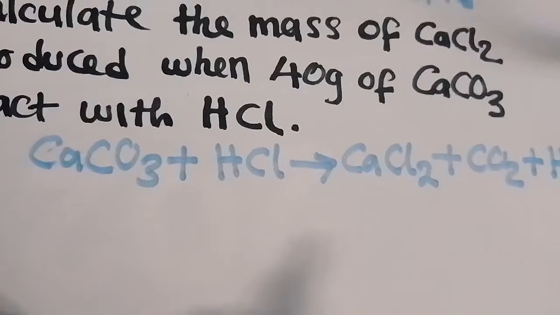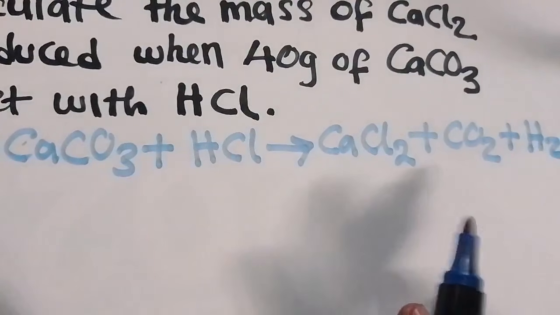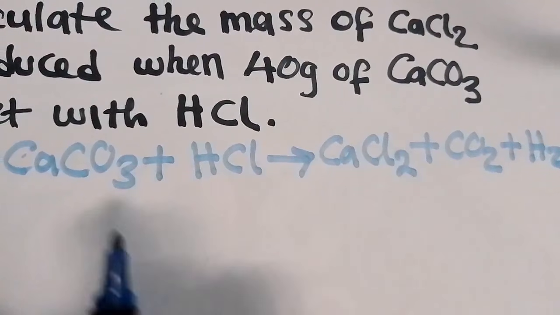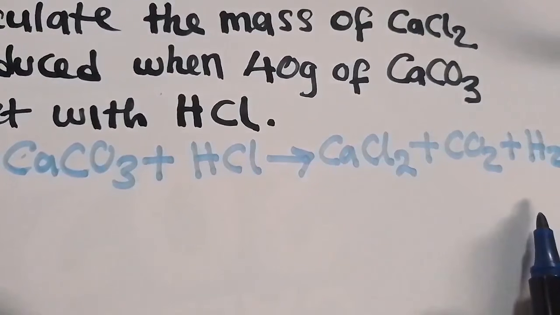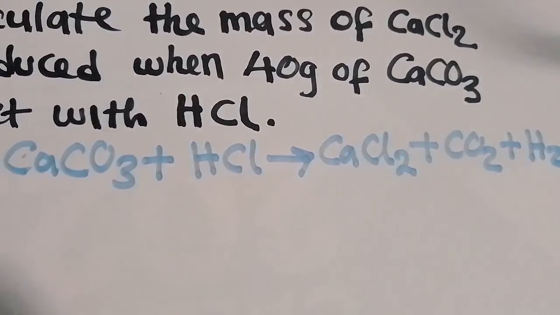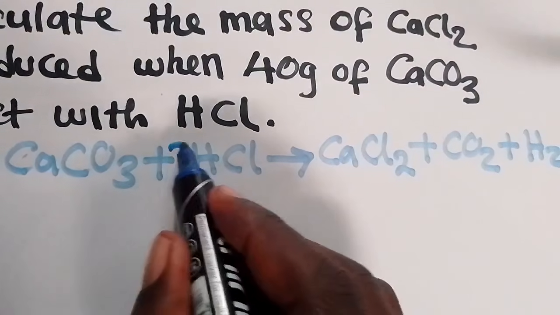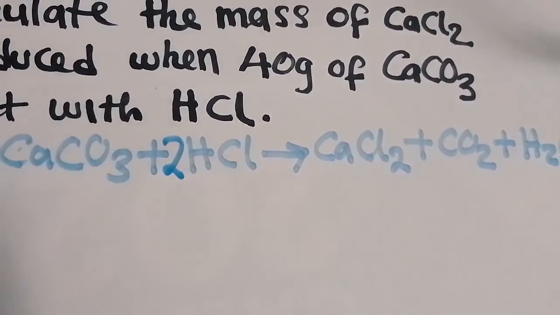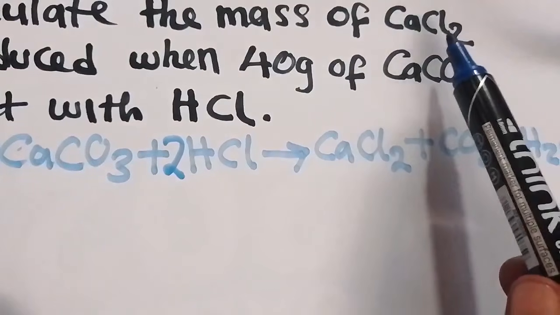Our key interest, when you look at this, is that whenever we are talking about mass to mass calculations, you check through the whole equation and try to balance it. To balance such an equation, you need to put a 2 here. When you put a 2 here, the equation is balanced. So what do we want to calculate here? We want to calculate the mass of calcium chloride.